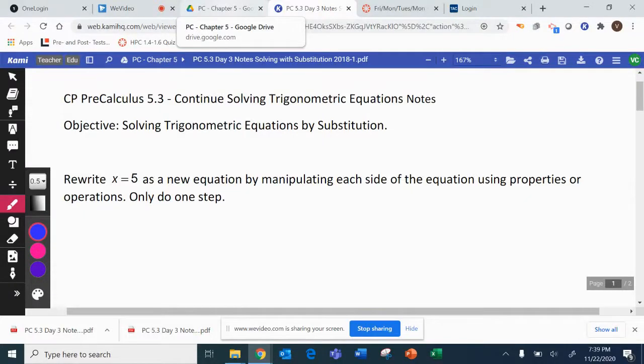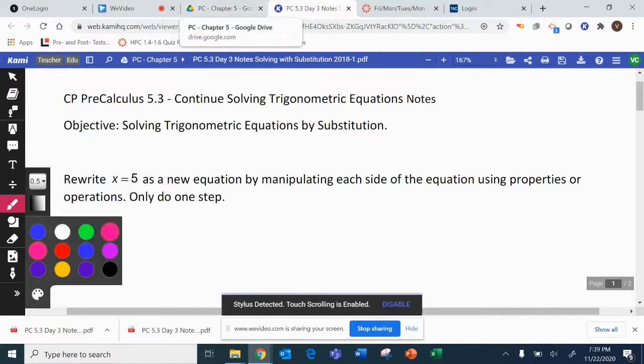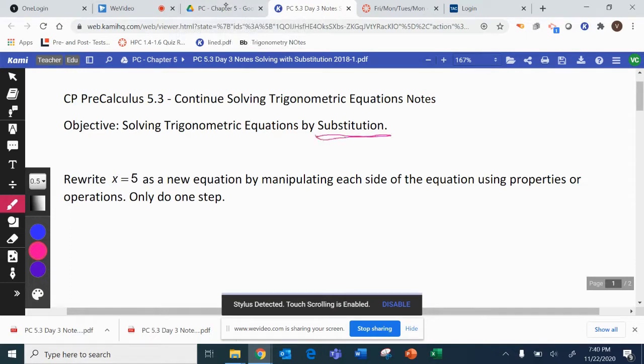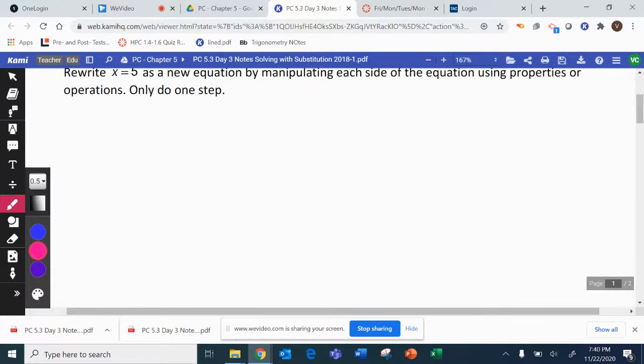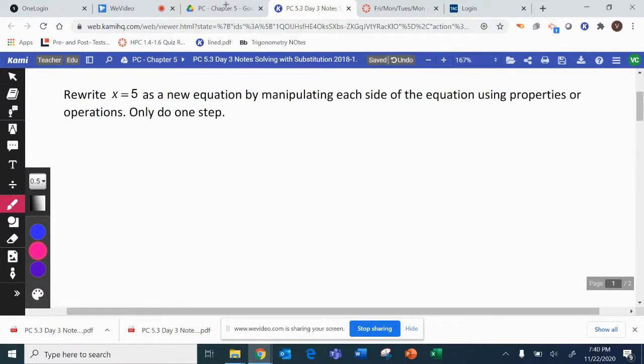All right, the third section of Pre-Calculus 5.3, still solving equations. This time we're going to go over how to solve equations with substitution. I just have an example here of something that I'm going to go over later in these notes.